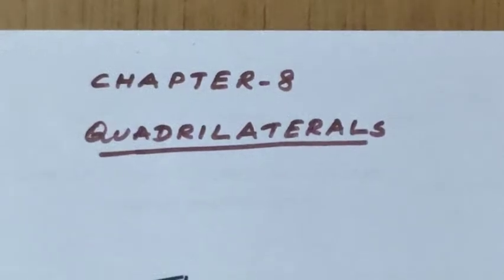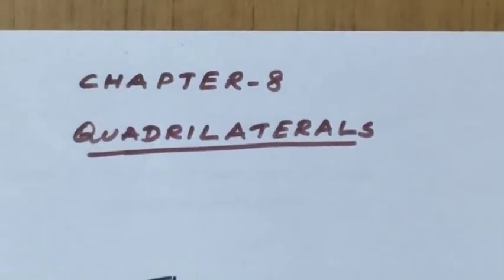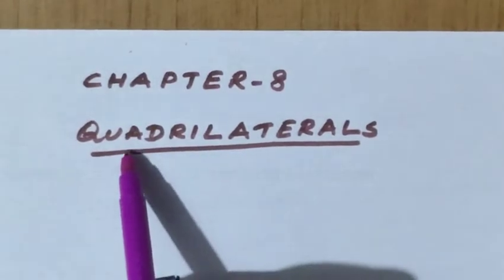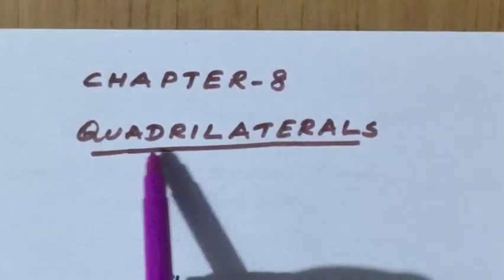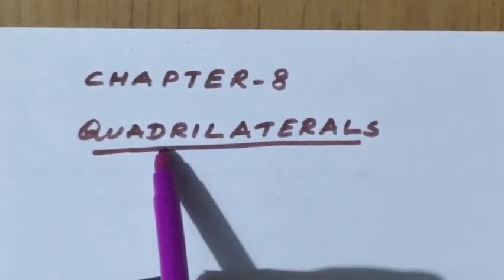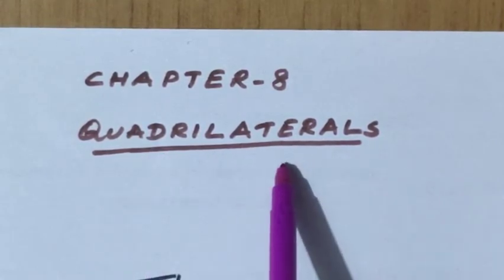Good morning, children. New chapter, we are going to start Chapter 8, Quadrilaterals. The word quad shows 4, and lateral means a side. So quadrilateral means how many sides? 4 sides only. Now you can see many real-life examples.